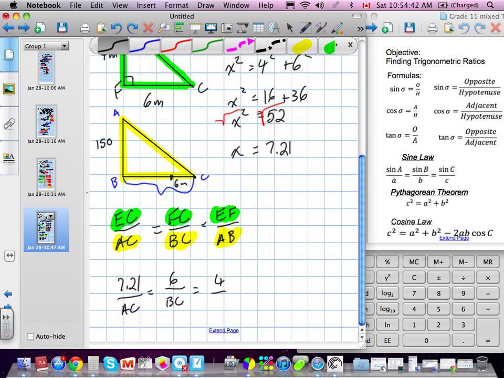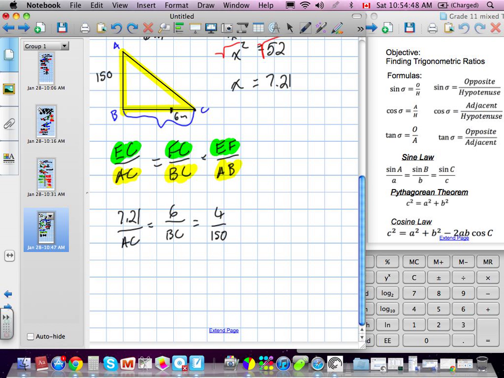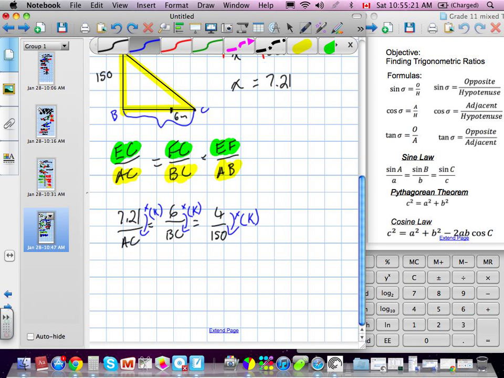What we're going to look for, and what they usually call a K factor, is what I multiply 4 by, we'll call it K, to get to 150. It's just like multiplying across, because that means I can multiply 7.21 by this K factor and that'll tell me AC, or I can multiply 6 by this K factor, and this is our goal, and it will tell me what BC is. So because I have this ratio, I can set this up like a question. I have 4 multiplied by K, the K factor, gives us 150.